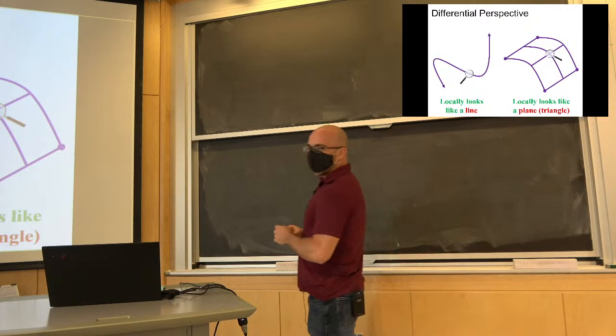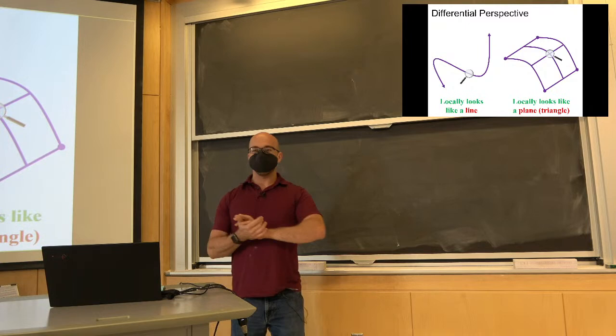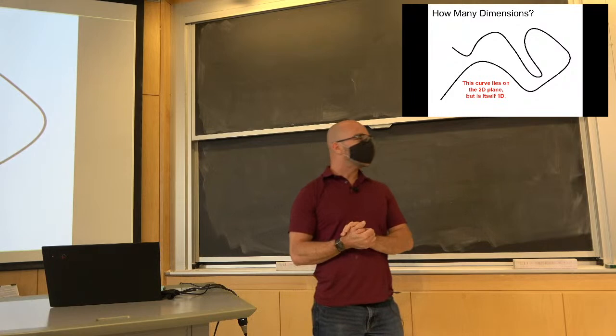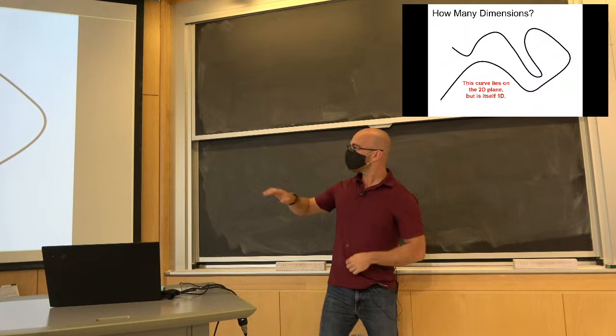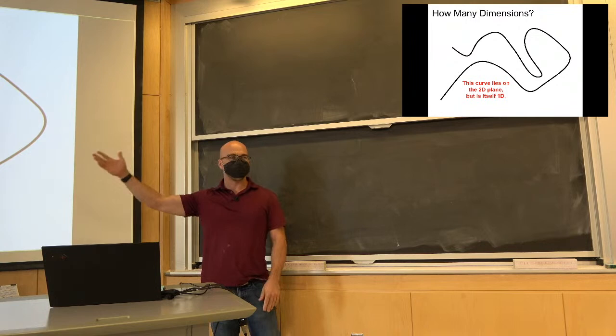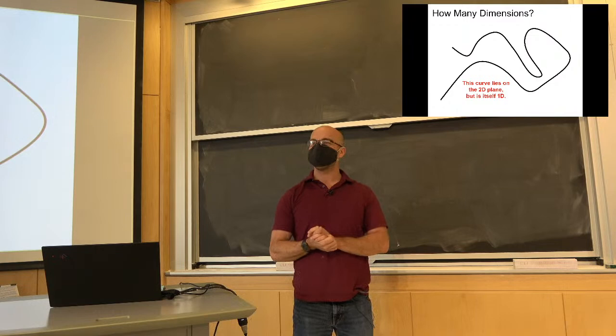In general, whether you're working on manifolds, curves, surfaces, whatever your favorite term is, the reason geometry is a little bit tricky is that dimensionality needs a little bit of a qualifier. For instance, here I'm drawing you a curve in the plane. This is a black curve sitting on the plane of our computer screen. There's a totally sensible question: is this a two-dimensional object or a one-dimensional object? And the answer is sort of both.